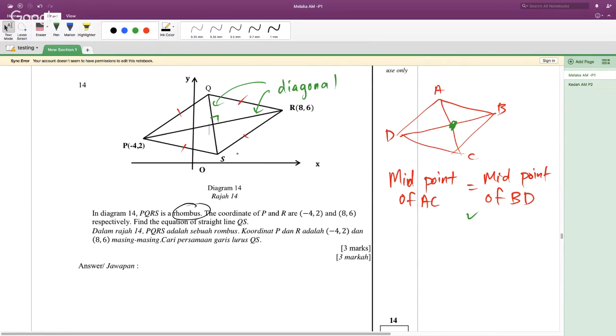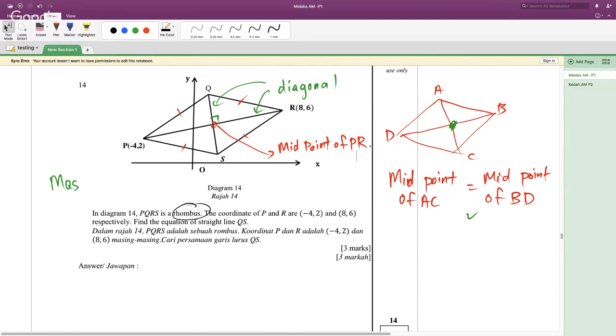Since I want to find the equation of the straight line QS, I will need to know the gradient of QS. This is the first thing. The second thing, I will need to know one of the coordinates, either Q or S, because if there's no coordinate, there's no way I can use it. But there's no way you can find Q and S in this case. But because it's the midpoint, what I will do is find the midpoint of PR, because we know that this coordinate is the midpoint of PR.